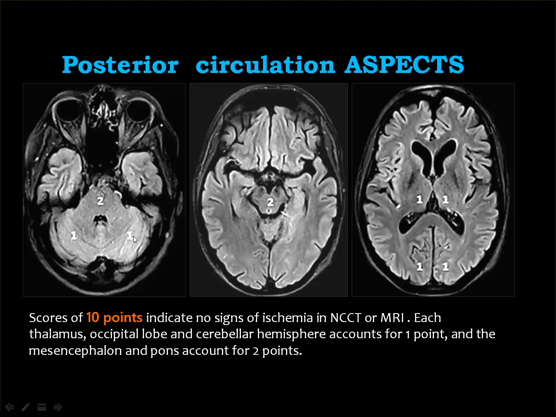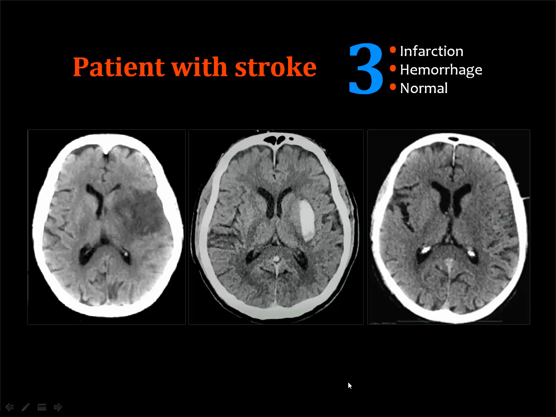This ASPECTS score is also given for the posterior fossa: a number for each cerebral hemisphere, a number for each thalamus, a number for each occipital lobe, and 2 numbers for the brainstem, one for the medulla and another one for the midbrain. And also 10 points, and if only 3 sites are affected, you are able to give thrombolytic material.